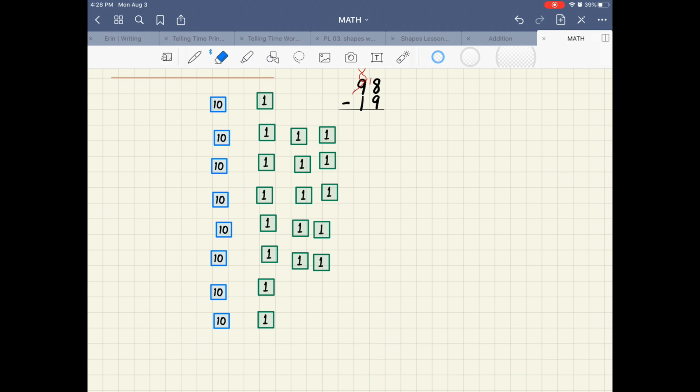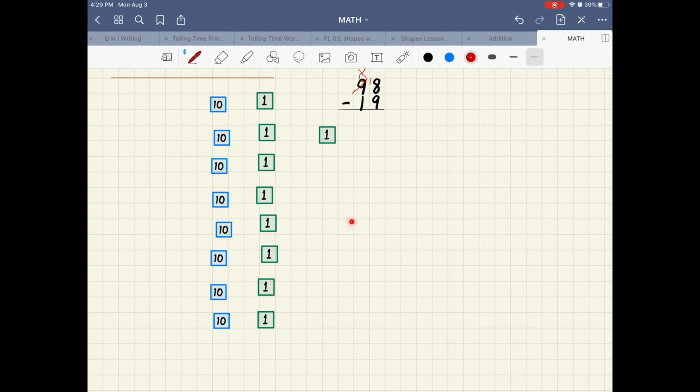And then? Now erase the 9 units. Okay, let's remove 9 units. 1, 2, 3, 4, 5, 6, 7, 8, 9. How much is left? Can you count? How much is left? You use this to count. 1, 2, 3, 4, 5, 6, 7, 8, 9. So that's 9.